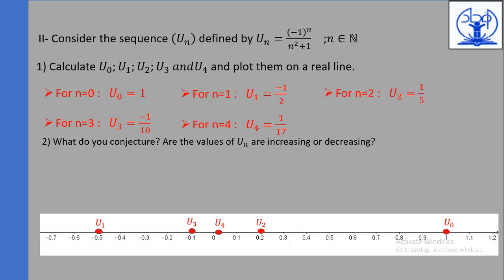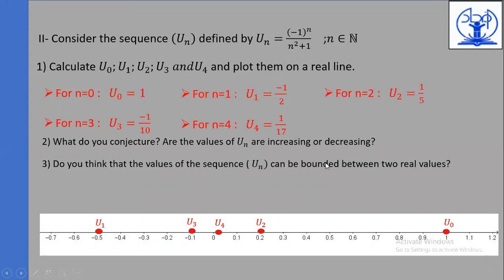Are the values of un increasing or decreasing? Actually, the values of un are neither increasing nor decreasing. They are alternating between positive and negative, positive and negative. So this sequence is not monotonic.